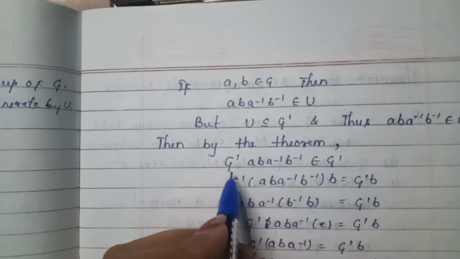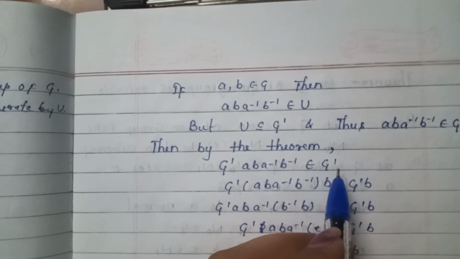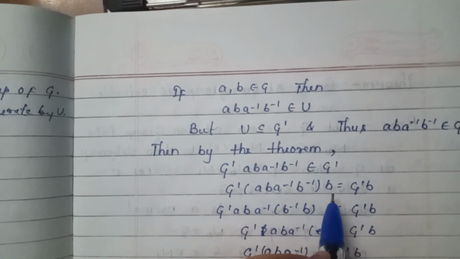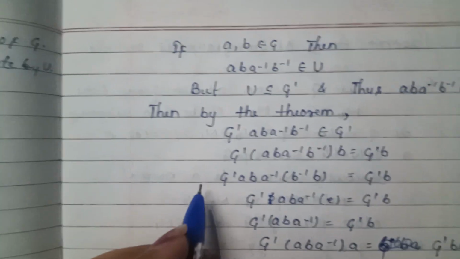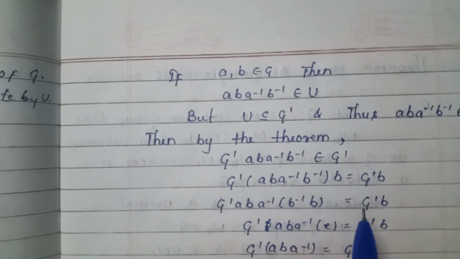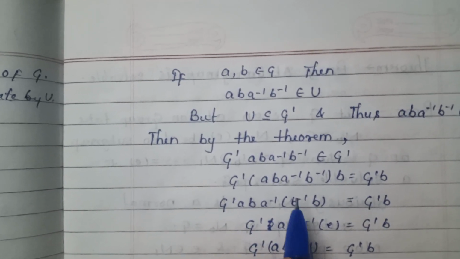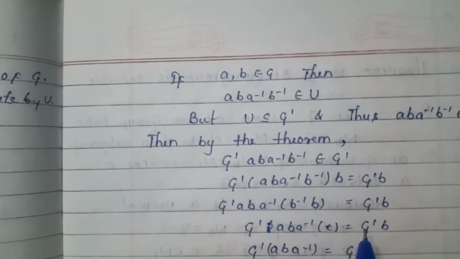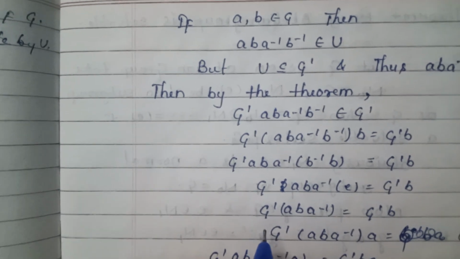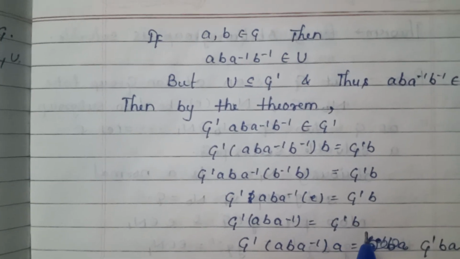Then by the theorem, G dash A B A inverse B inverse is equal to G dash. So G dash A B A inverse B inverse B is equal to G dash B. Now it can be written as G dash A B A inverse B inverse B is equal to G dash B. So G dash A B A inverse, B inverse B को लिख दिया हमने E, is equal to G dash B. Now it will be written as G dash A B A inverse is equal to G dash B.